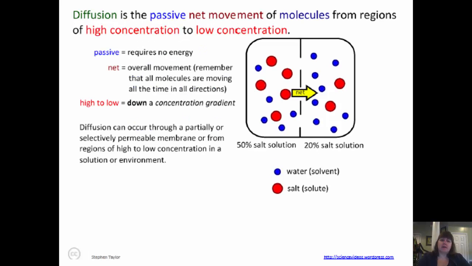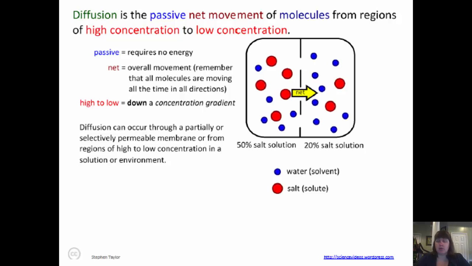So let's first start talking about diffusion. Diffusion is a passive net movement of molecules from regions of high concentration to low concentration. So that is the formal definition. So passive means that there's no energy required, and that's because we're going from a high concentration to a low concentration. It's like going down a sliding board.